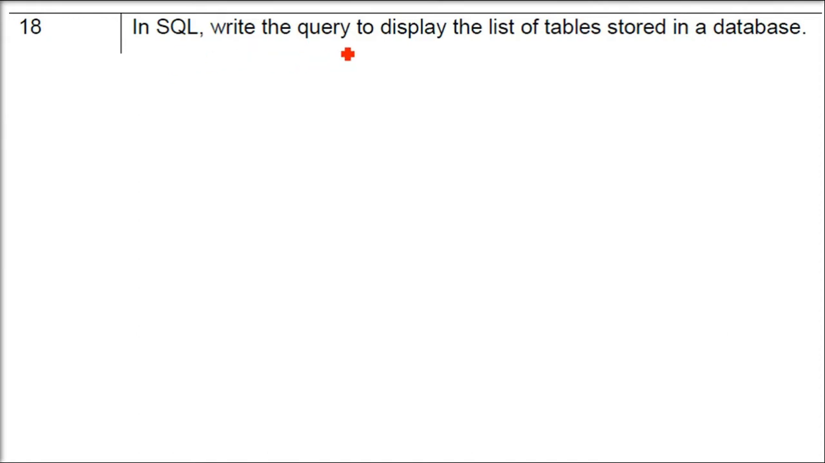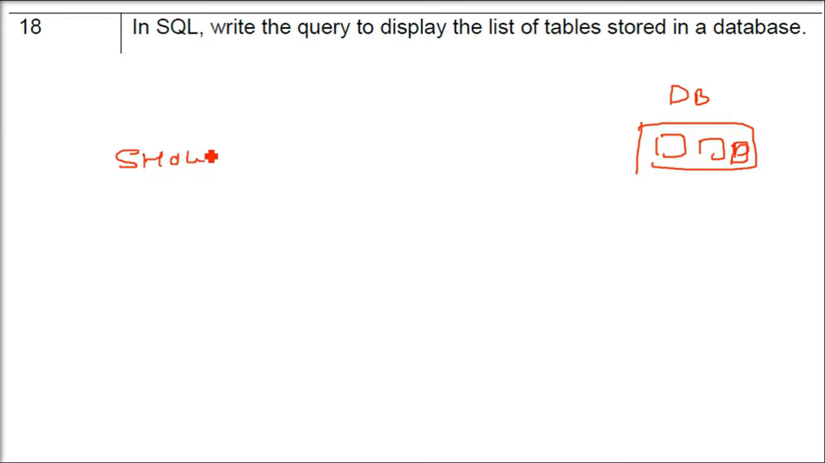In SQL, write the query to display the list of tables stored in a database. So we are talking about a whole database, and we want to know how many tables are there, the names of the tables. The command here is very simple: SHOW TABLES. A database consists of multiple tables. You can have one table, it can have multiple tables. So this is the command you have to use: SHOW TABLES.